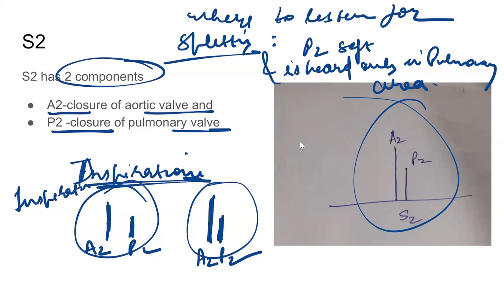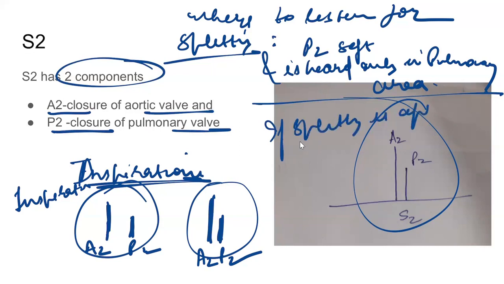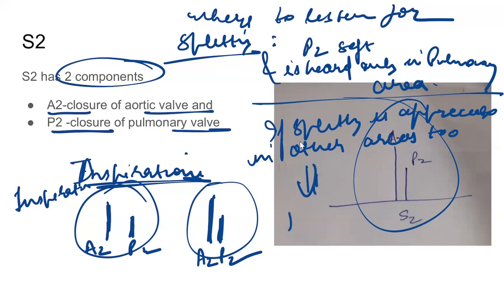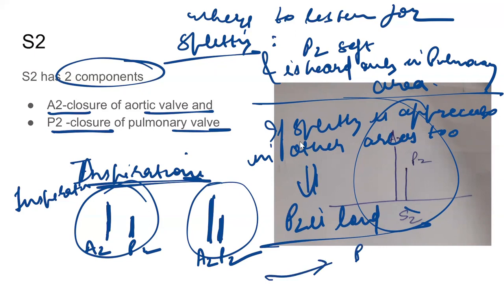Now, if splitting is appreciated in other areas too, that means we are able to listen to P2 in other areas too. And this suggests that P2 is loud. And the causes of loud P2 are anything that can lead to pulmonary hypertension and lead to loud P2.